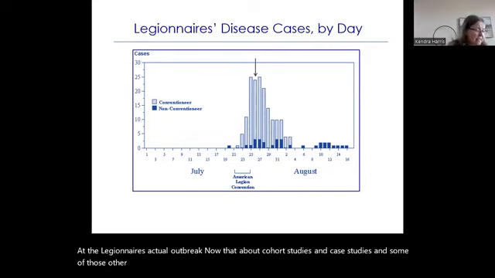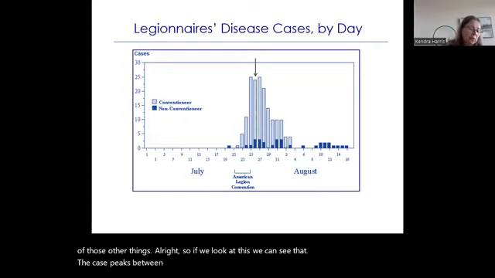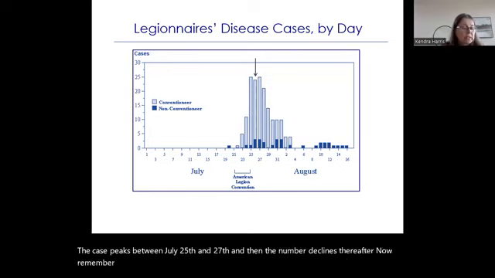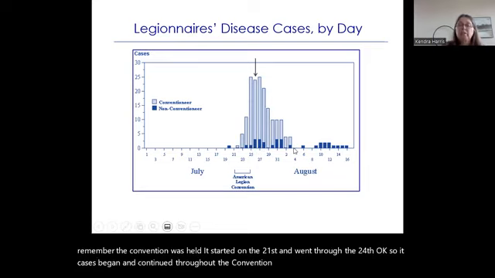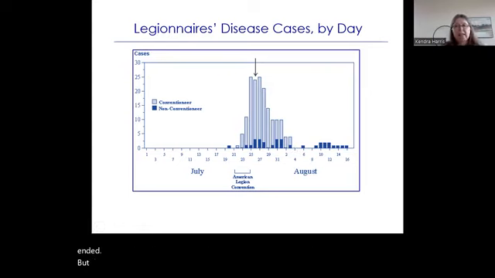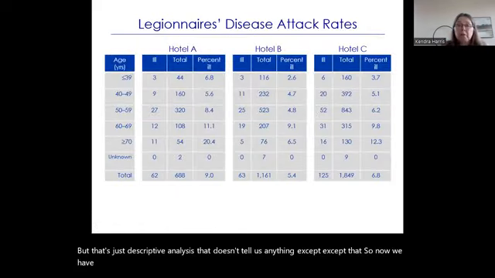All right. So if we look at this, we can see that the case peaks between July 25th and 27th, and then the number declines thereafter. Now, remember, the convention started on the 21st and went through the 24th. Okay, so cases began and continued throughout the convention and then continued after the convention ended. Okay. But that's just descriptive analysis. That doesn't tell us anything except that. So now we have to find a little more information.